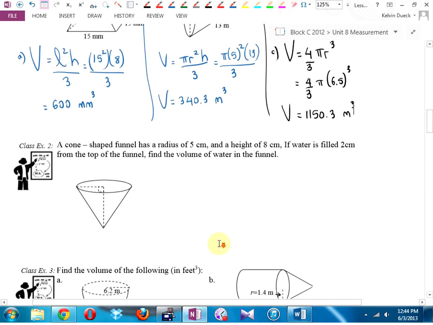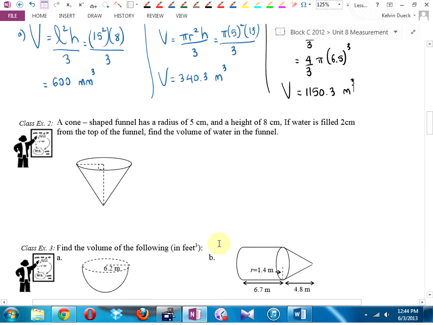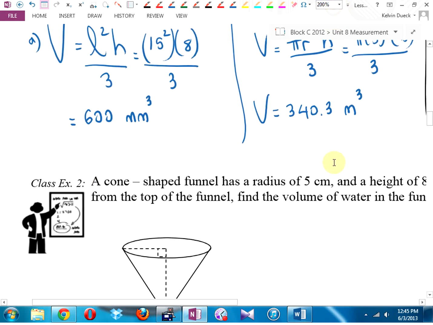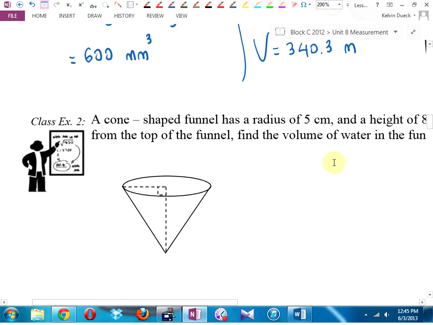Example 2. A cone-shaped funnel has a radius of 5, a height of 8. If the water is filled 2 centimeters from the top of the funnel, find the volume. Okay, we better draw a little bit on this lovely picture. I'm going to zoom in. When I do that, I lose some of the numbers. Well, they told me that this was 5, and a height of what? 8.